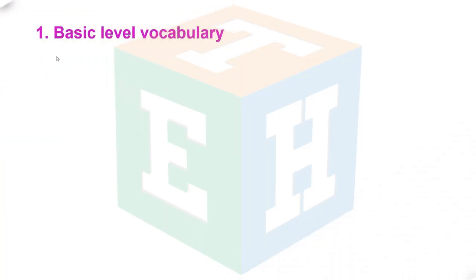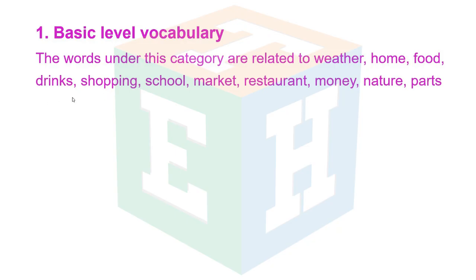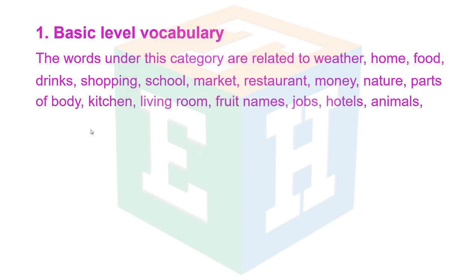Number 1, basic level vocabulary. The words under this category are related to weather, home, food, drinks, shopping, school, market, restaurant, money, nature, parts of body, kitchen, living room, fruit names, jobs, hotels, animals, daily routine, and others.